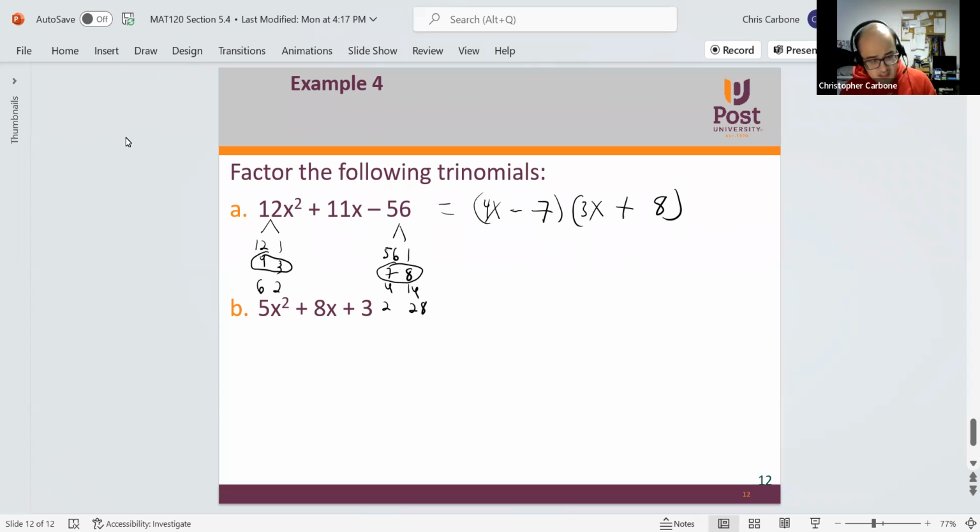For the bottom one, 5x squared plus 8x plus 3, we only have two factors for 5 and 3, so this one is a lot nicer. 1 and 5 for 5, so 5x and x, respectively. We do not want to multiply the 5 and the 3, so the 3 will go here, and a 1 will go here, due to 3 and 1 being factors of 3. And we want both of these to be positive, since 8 is positive, and so is 3.